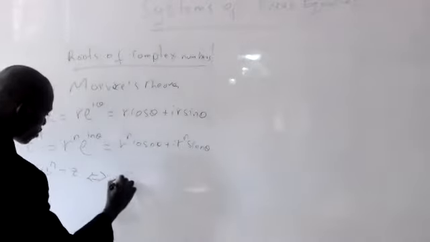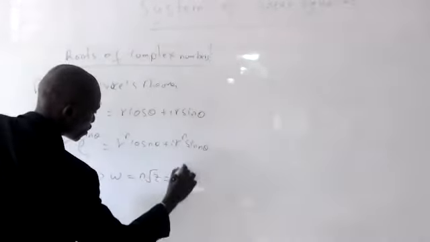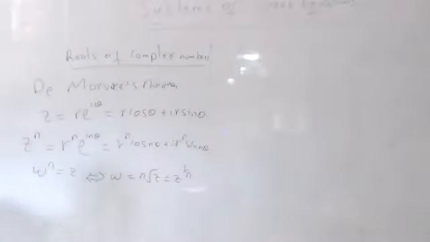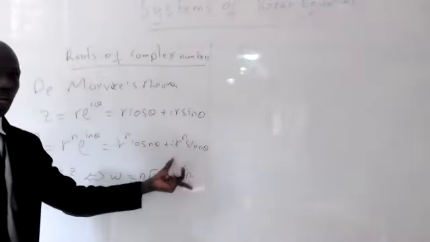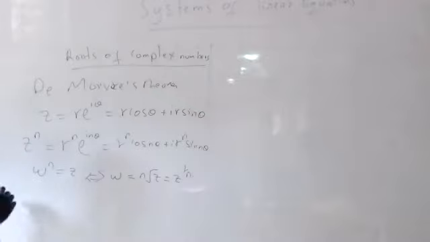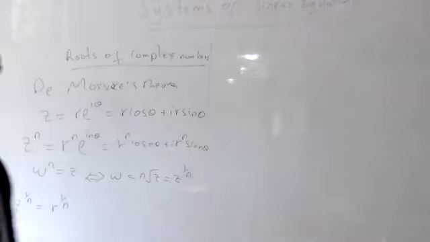So then this means omega is the nth root of z, or simply z raised to the power 1 over n. So now from the theorem, instead of raising z to n, we raise the reciprocal or the inverse of n. So that now from this, we have that z raised to 1 over n is r to the 1 over n.